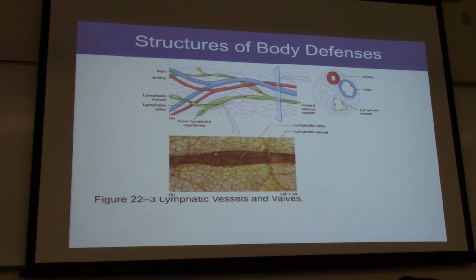The cells that make up these valves are much thinner than toilet paper, and that's why they can be damaged from time to time. But it's a one-way deal. So the lymph flows this way, but then it can't flow back. That's the idea.